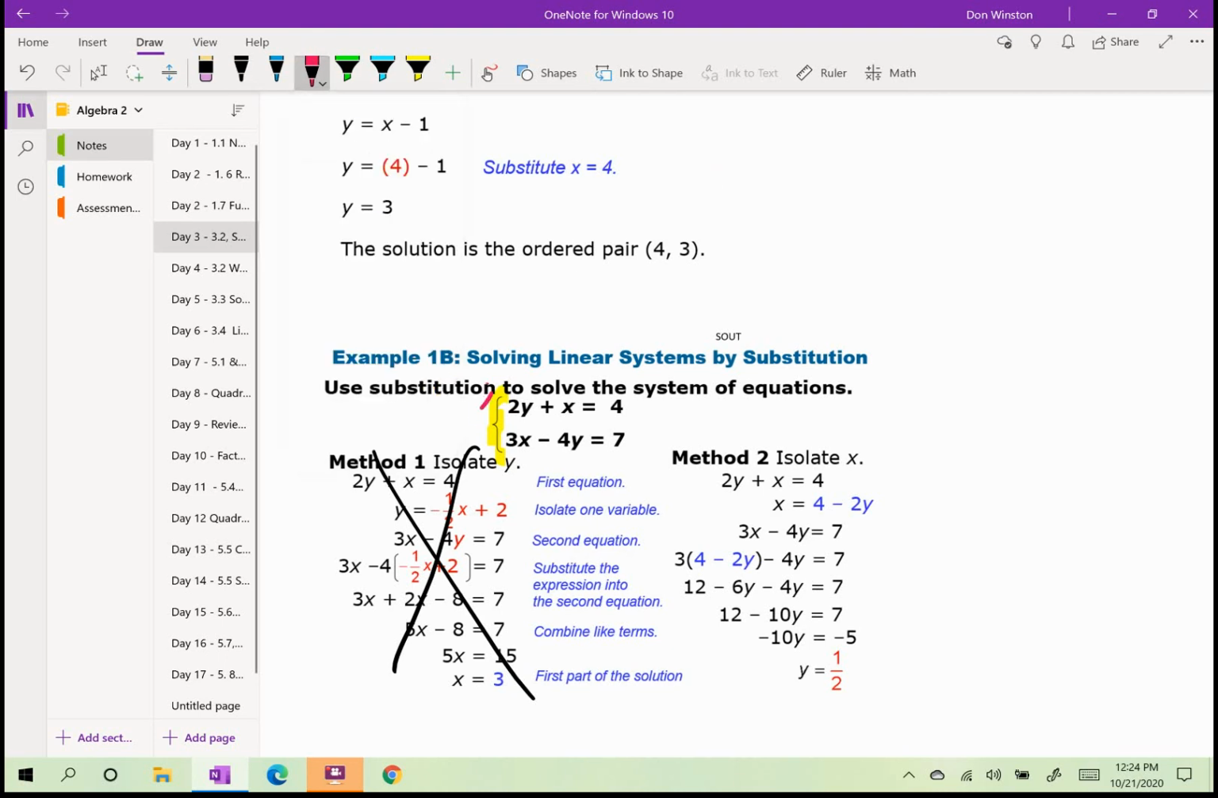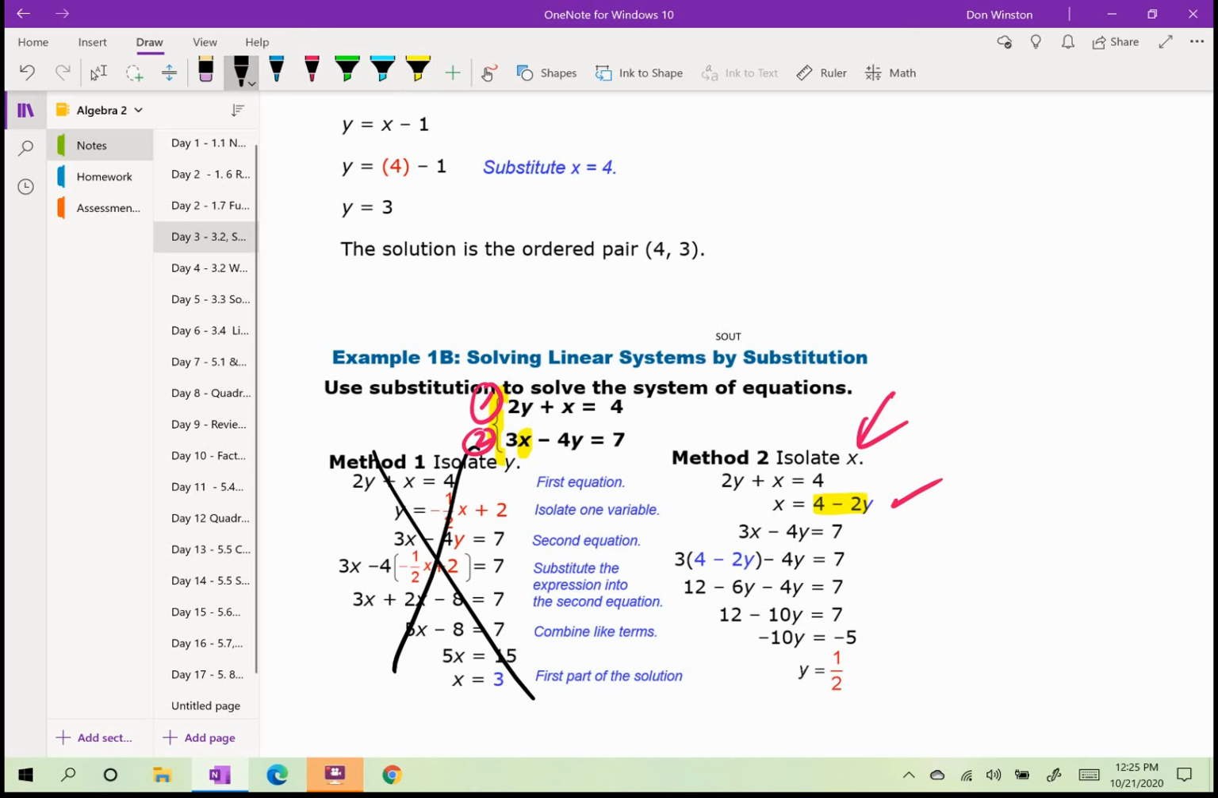So we have equation 1 and equation 2. So that means I need to isolate x. So what do I do? I subtract 2y. So we have x equals 4 minus 2y. Okay, x is equal to 4 minus 2y. So now we're going to take that expression, 4 minus 2y, and we're going to substitute it for that x into that other equation.